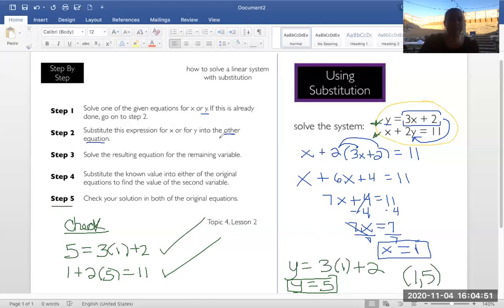The only thing that's going to be different in the next few practice problems is that you may not already have a variable solved for. So they both might be in standard form. And in that case, you're just going to solve for one of the variables, either x or y, and then substitute in that value. Make sure you're following these steps. I would take the time to write these steps down in your math notebook, along with the example that I've done here for you.